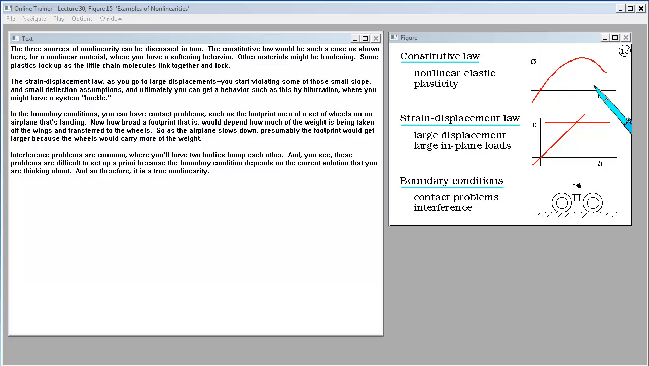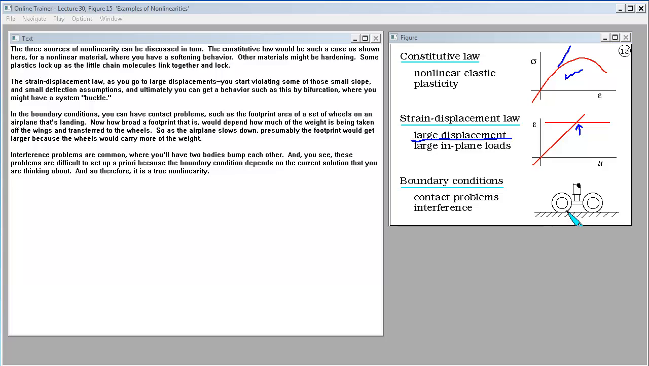The constitutive law would be such a case, as shown here for a nonlinear material where you have a softening behavior. Other materials might be hardening. Some plastics lock up as the little chain molecules link together and lock. The strain displacement law, as you go to large displacements, you start violating some of those small slope and small deflection assumptions, and ultimately you can get behavior such as this bifurcation, where you might have a system buckle.